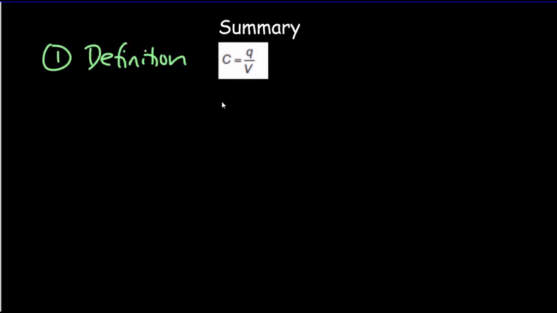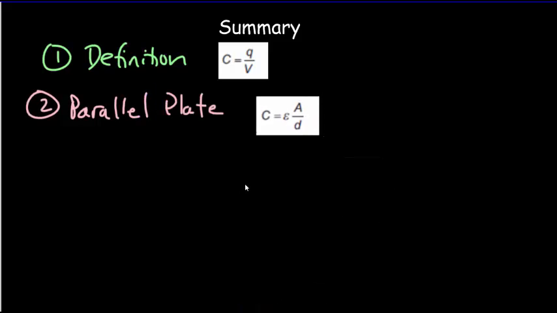Let's summarize the big ideas from the video. We started out with the definition of capacitance. And here's the equation for that from the data booklet. Capacitance is equal to the amount of charge stored per unit voltage. Second, we looked at the case of a parallel plate capacitor, and we had a formula for that. Here's the formula as written in the data booklet.